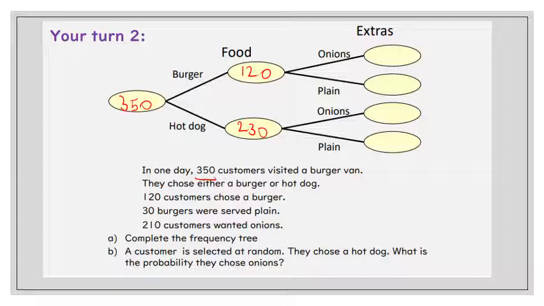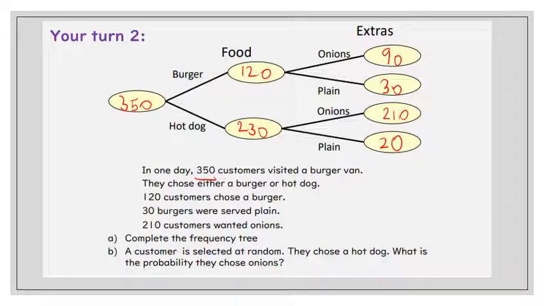30 burgers were plain. So 30 burgers were plain. These two numbers again, onions and plain, must add up to be 120. So we must have a 90 here. Hot dog, 120 wanted onions. So that means to add up to 230, we must have a 20 here.